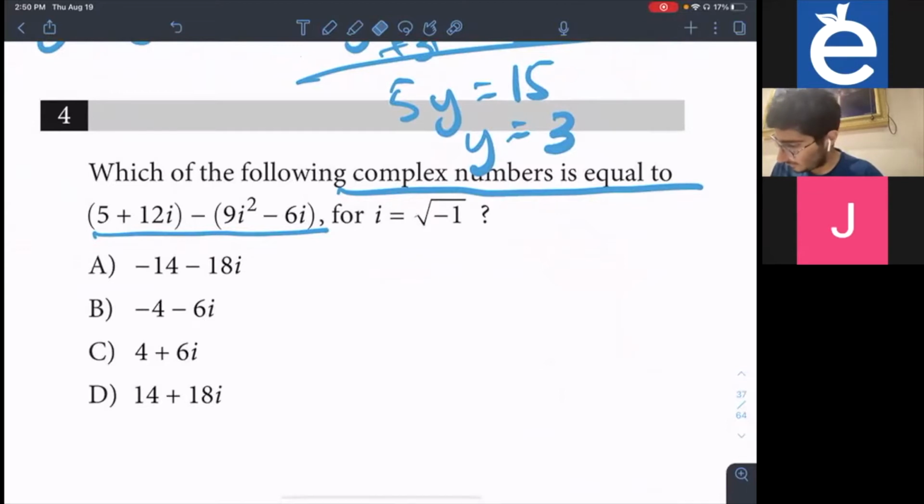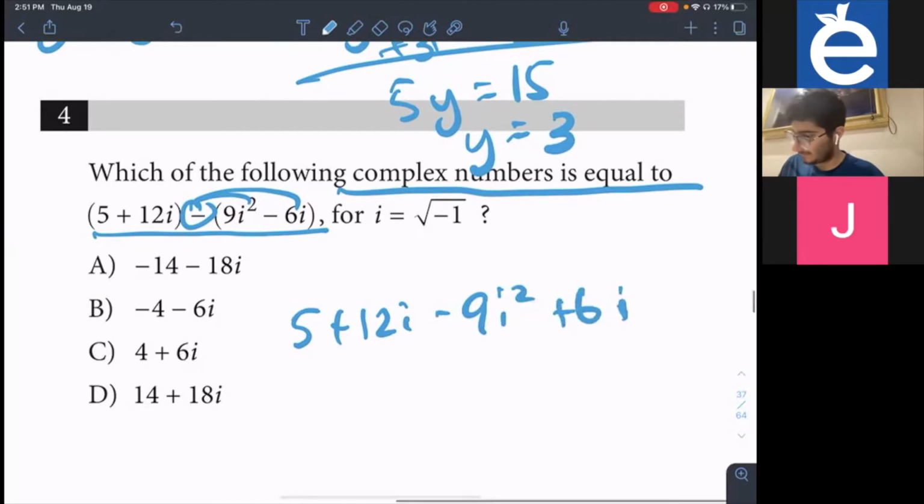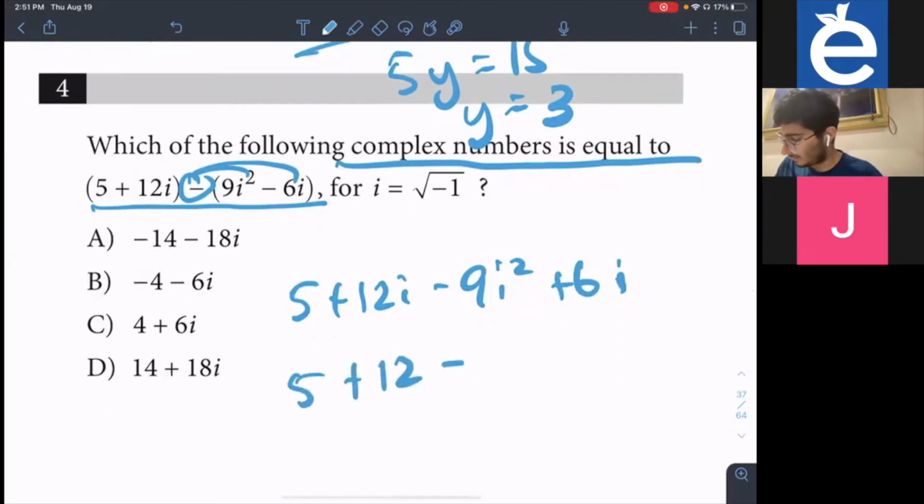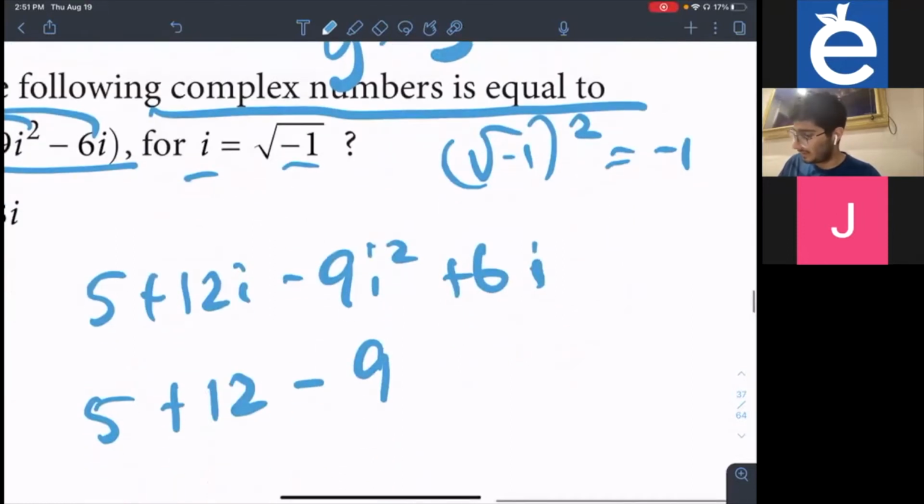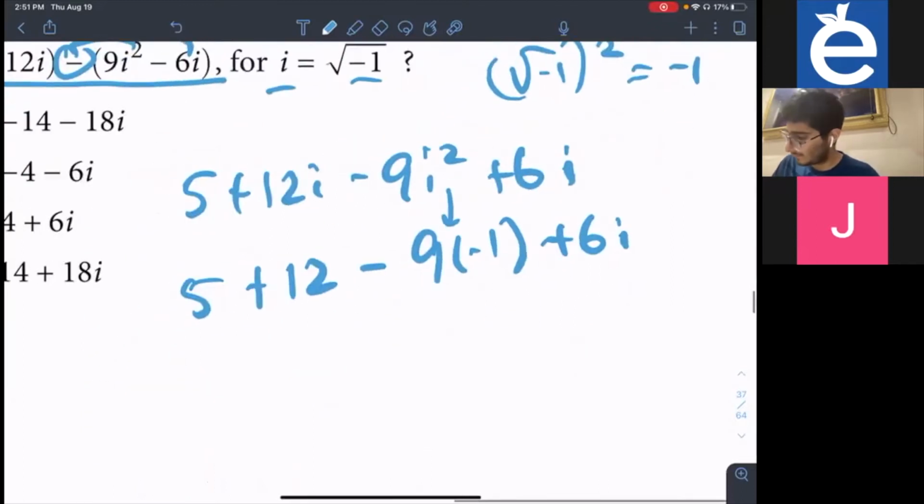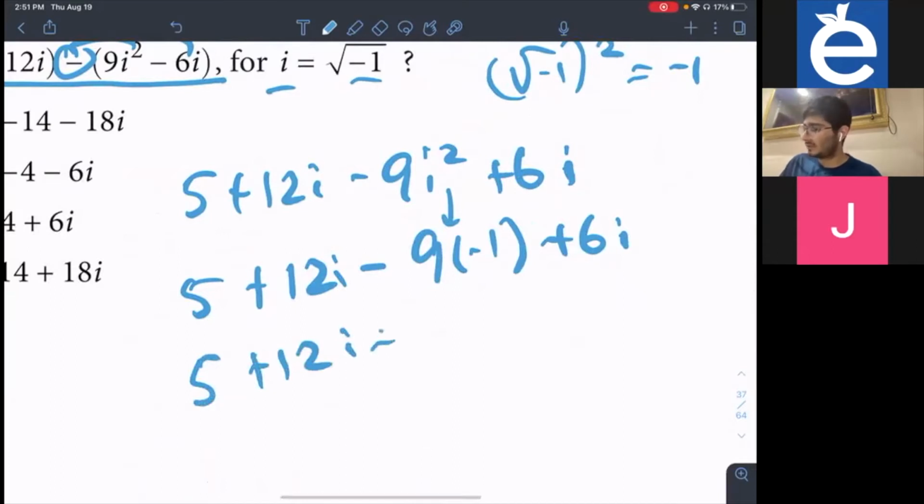So we have 5 plus 12i, and then we have to distribute the negative to both terms. We get negative 9i squared plus 6i. Since they gave us that i is equal to radical negative 1, if we square it, we just get negative 1. So this would be substituted as negative 1, and then plus 6i. Can't forget the i. Then you get 5 plus 12i minus 9 times negative 1, which is positive 9, plus 6i.